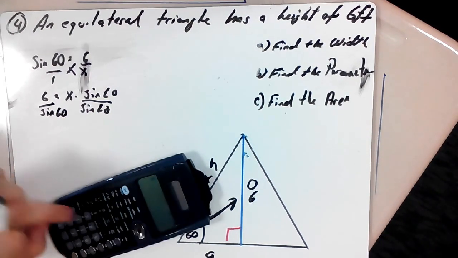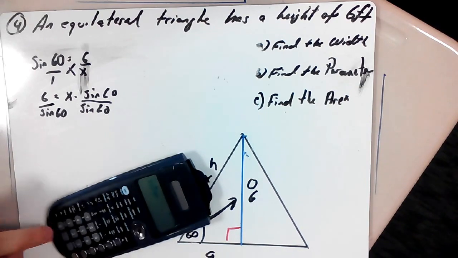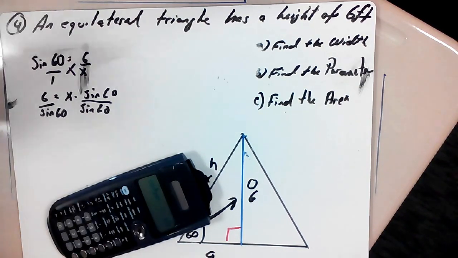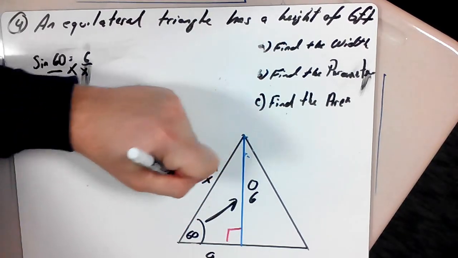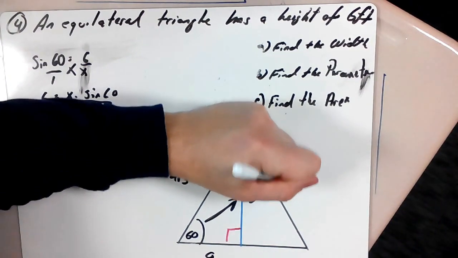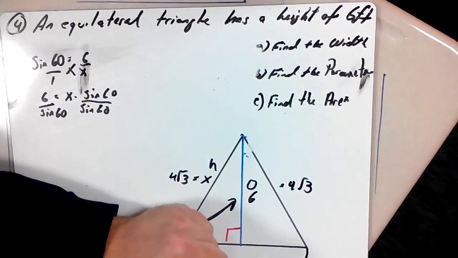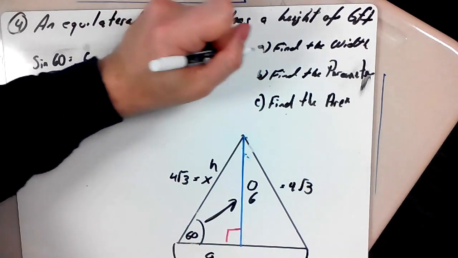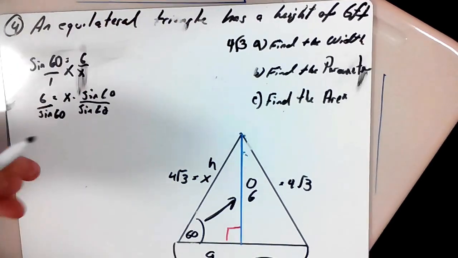Okay, and we're going to plug that into the calculator. 6 divided by sine 60, and I get 4 square root 3. So this length here is 4 square root 3. That means this length is 4 square root 3, and so is this one. And that's my width. So to answer question A, the answer is 4 square root 3.